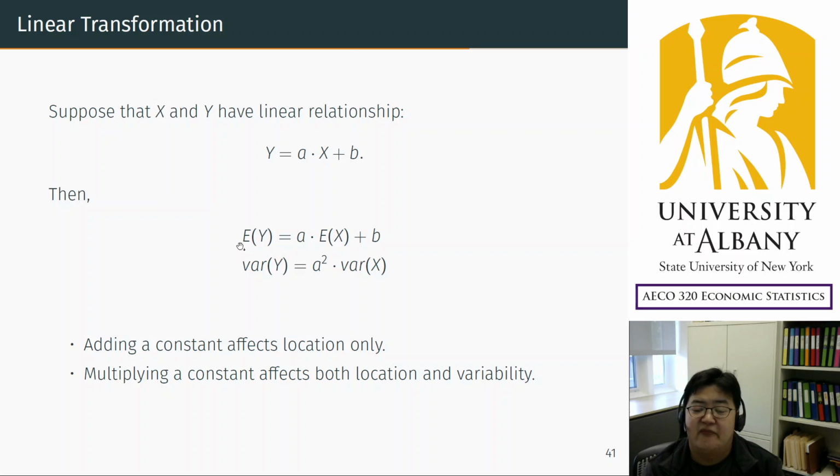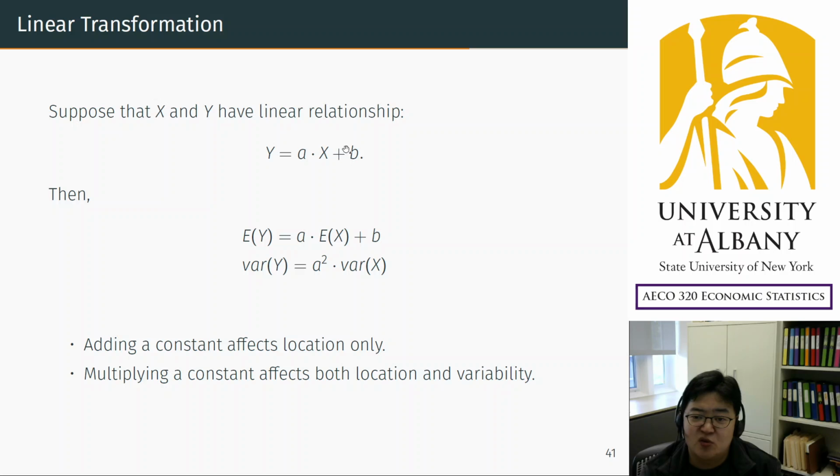Like this. The mean, the expected value, is really well behaved. The mean of the new variable follows the same relationship based on the mean of the original variable. So the mean is nice. However, the variance is not.